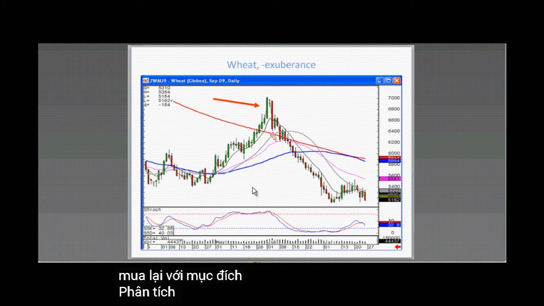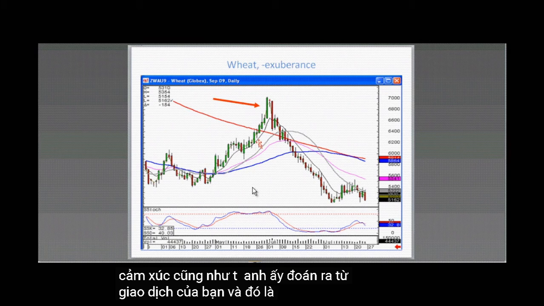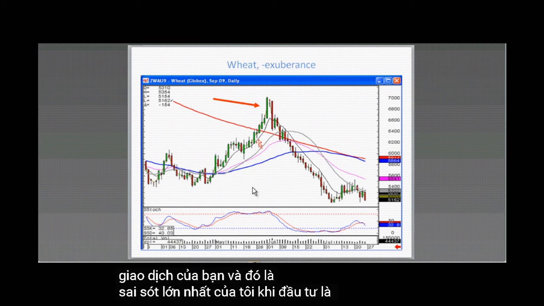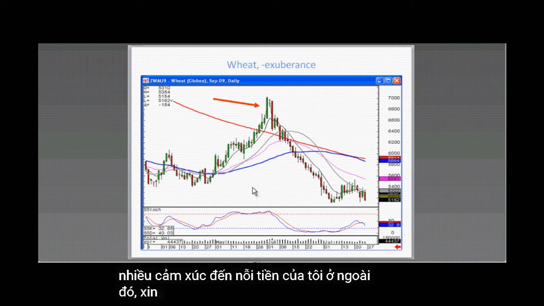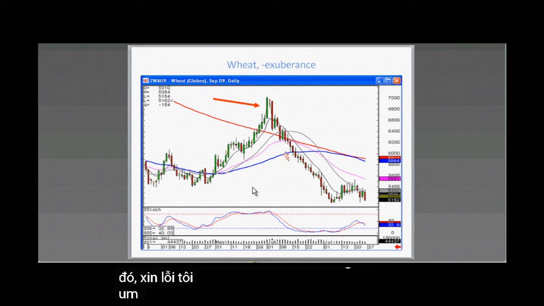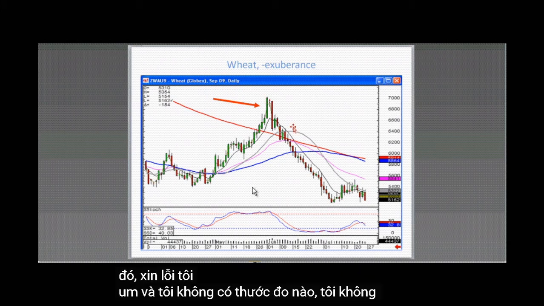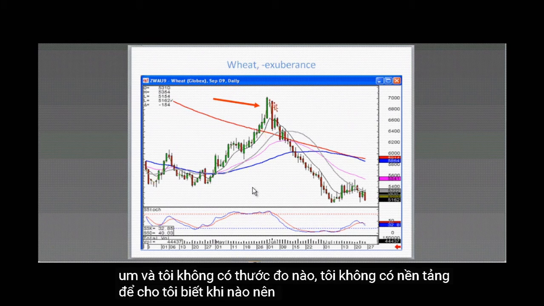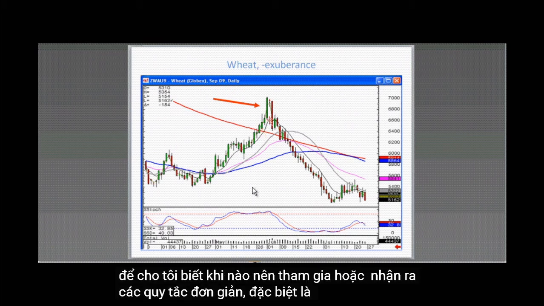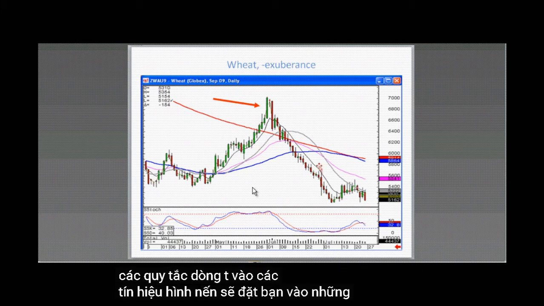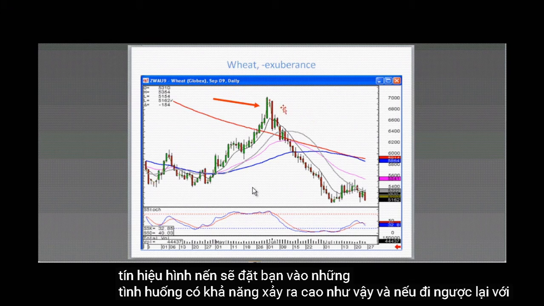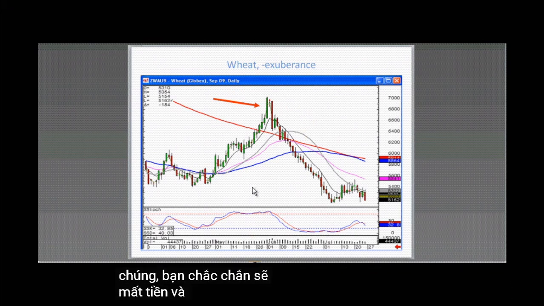The purpose of candlestick analysis is to take the emotions as well as the guesswork out of your trading. And that was my biggest flaw with investing, I had so much emotion that my money was out there on the line. And I had no gauge, I had no platform for telling me when to get in or get out. The simple rules, especially now adding the T-line rules to the candlestick signals, put you in such high probability situations that to go against them, you're definitely going to be losing money.